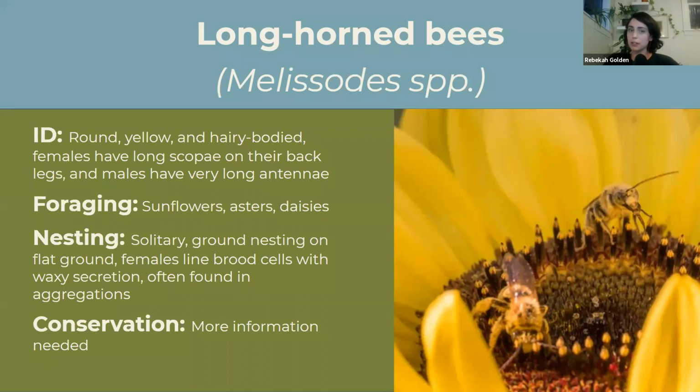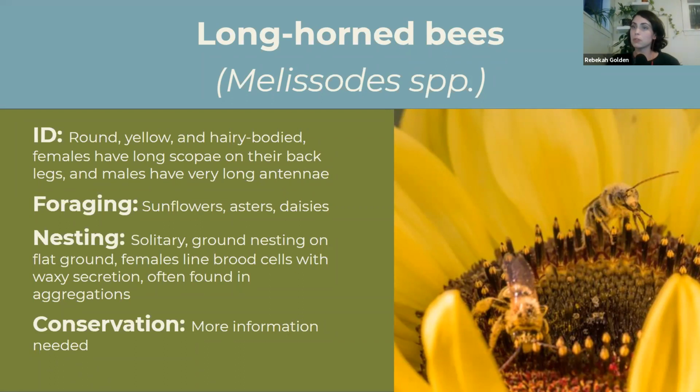They also nest in the ground. They're solitary bees with just a single female taking care of her own young. And they'll nest on flat ground, kind of similar to those Halictus sweat bees. And they'll also make a waxy secretion to protect water from seeping into their nests.